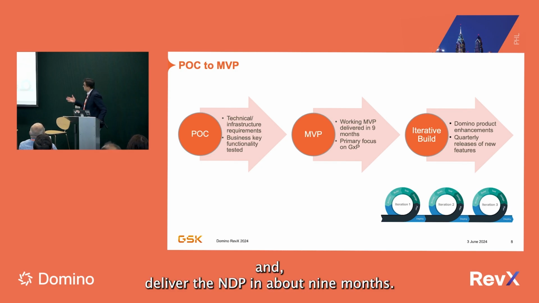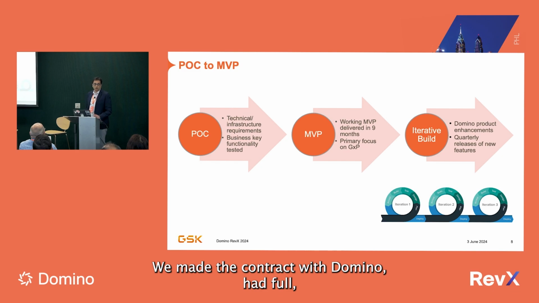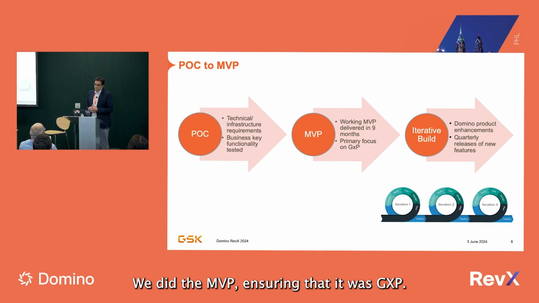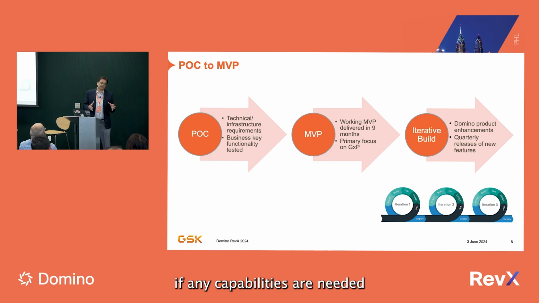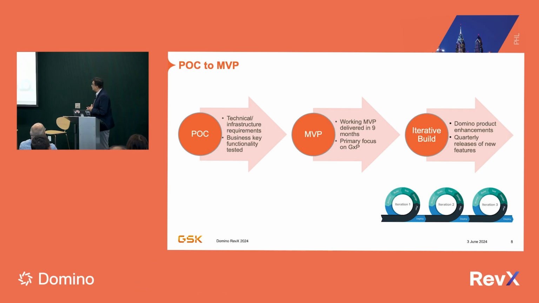We delivered the MVP in about 9 months. Our journey started in December of 21. We had the contract with Domino and full partnership engagement working with them. We did the MVP, ensuring that it is GxP. There were 4 capabilities needed so that we could run our jobs. GxP was a big component, making sure it was a validated environment. We went live in August of 22.